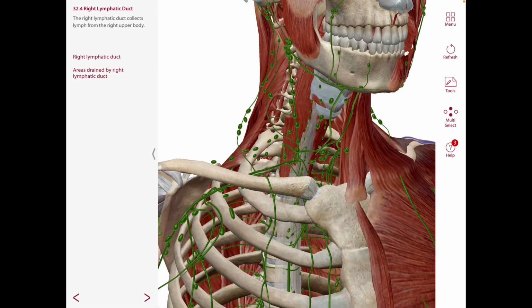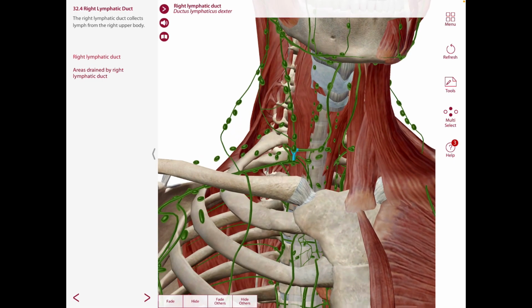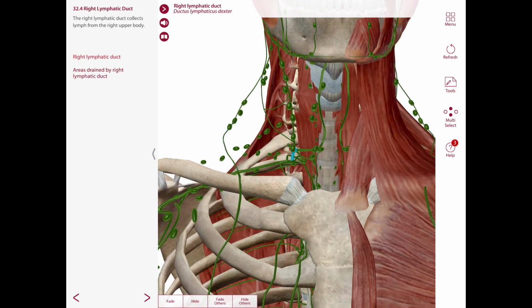Another structure, similarly, is the right lymphatic duct. This is a very small structure, or a short vessel, that is formed by the right jugular, right subclavian, and right bronchomediastinal lymph trunks, which terminates at the union of the right subclavian and right internal jugular veins, and it drains lymph from the right side of the thorax, right side of the head and neck, and right upper limb.